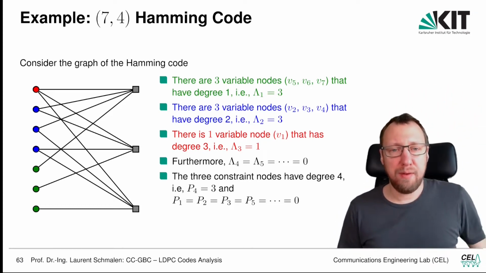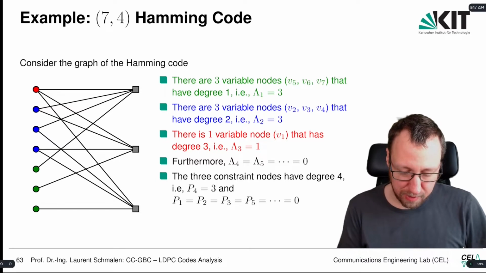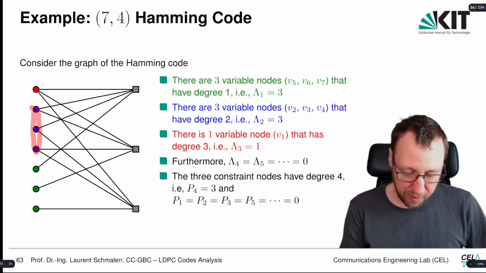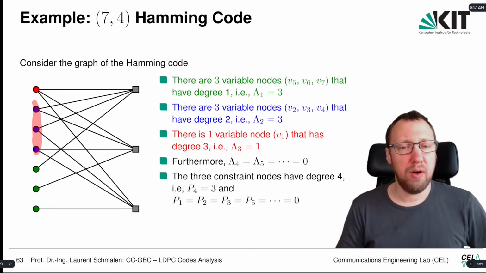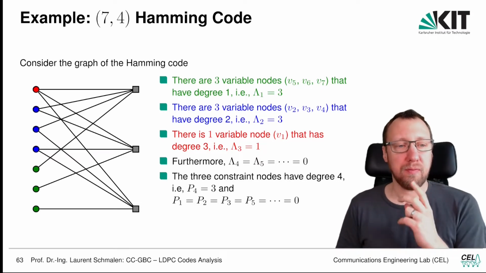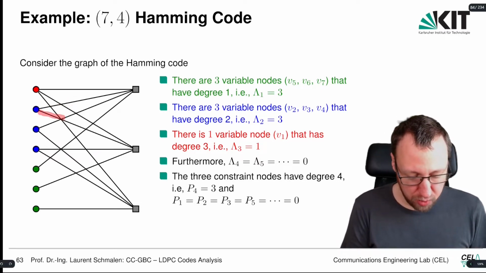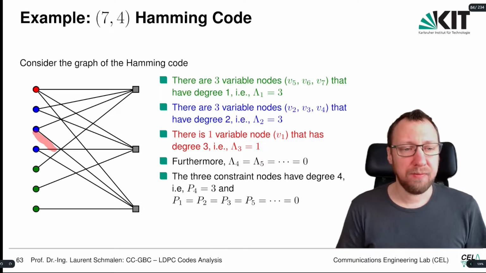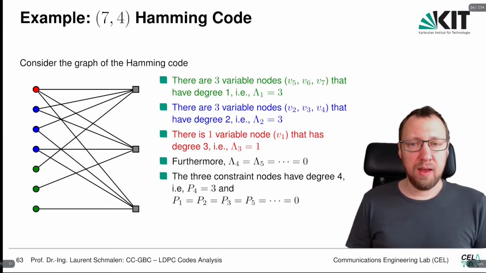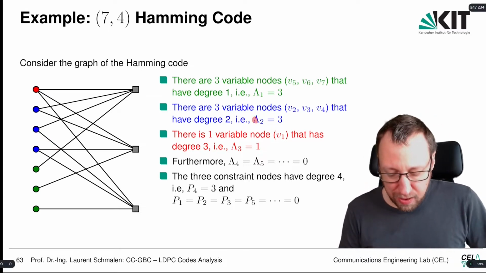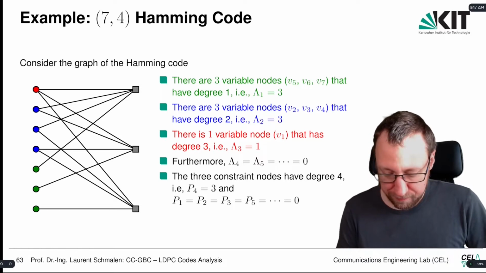Then we have 3 variable nodes, the blue ones, v2, v3, and v4, that are of degree 2. So we can see they have 2 connected edges. So we have a degree 2. And therefore, lambda 2 is equal to 3.